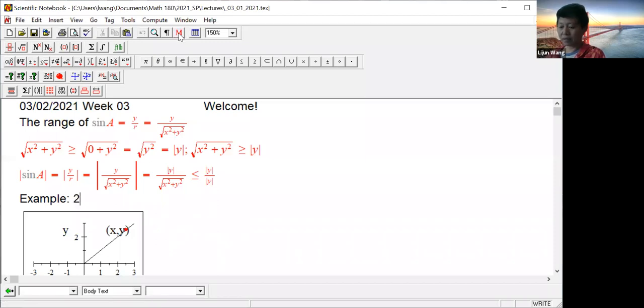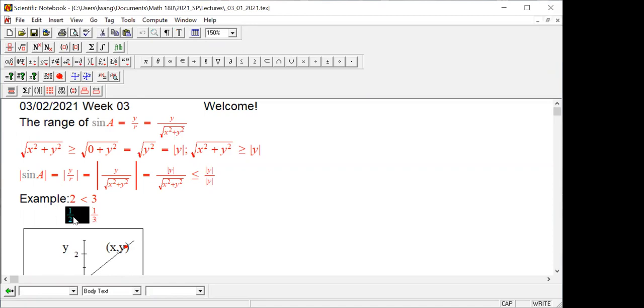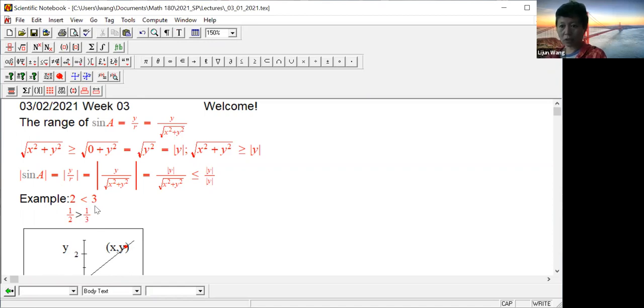Two is less than three, isn't it? Two is less than three. What about 1/2 and 1/3, which one is larger? 1/2 is larger, right? So you see the direction is switched, right? And that's the same reason. That's a similar reason, okay?